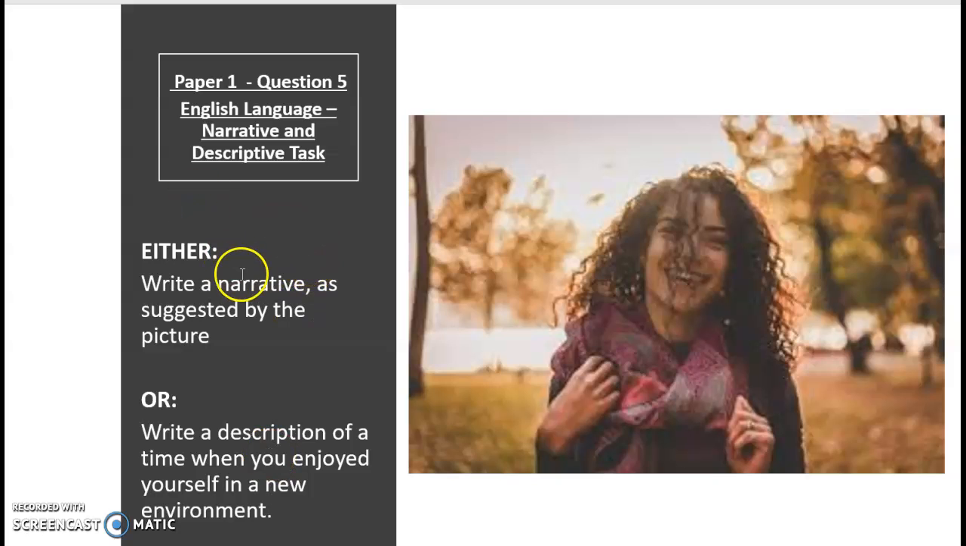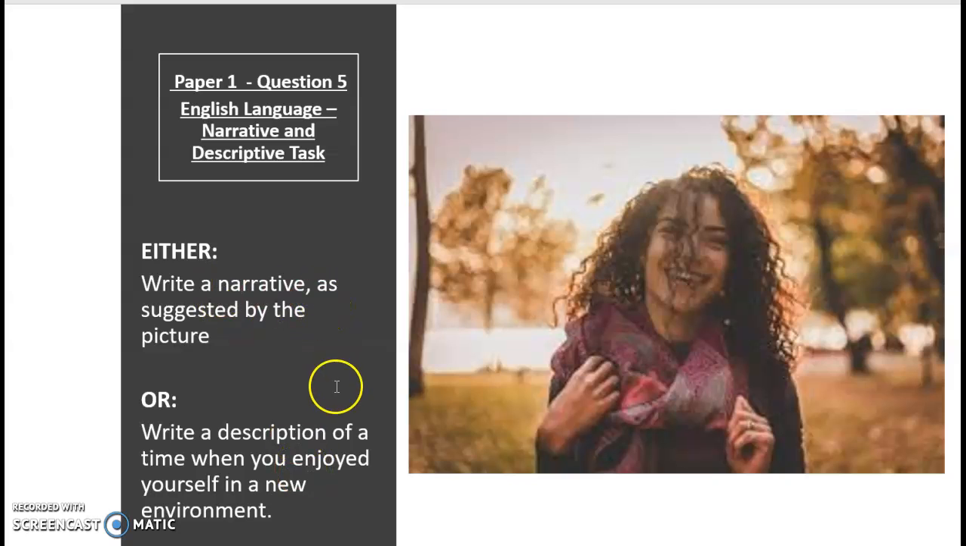So for this one, we've got either write a narrative, that just means a story, as suggested by the picture. We've got a pretty open picture here of a young woman outside, got a nice sort of countryside backdrop to it. The second task, write a description of a time when you enjoyed yourself in a new environment.